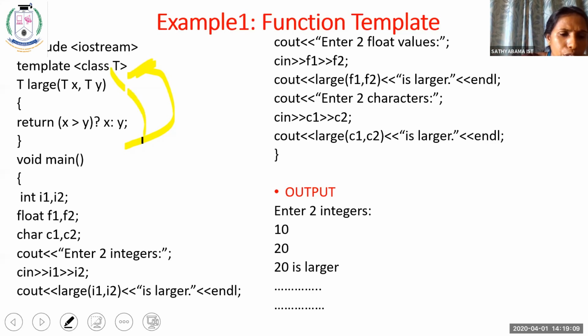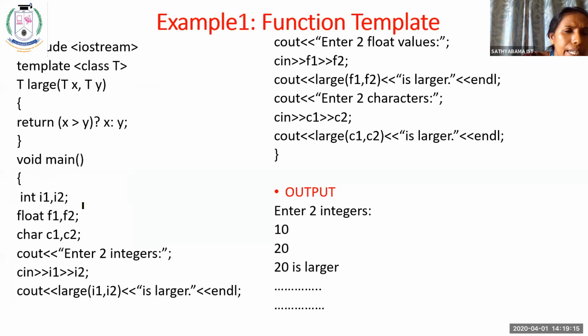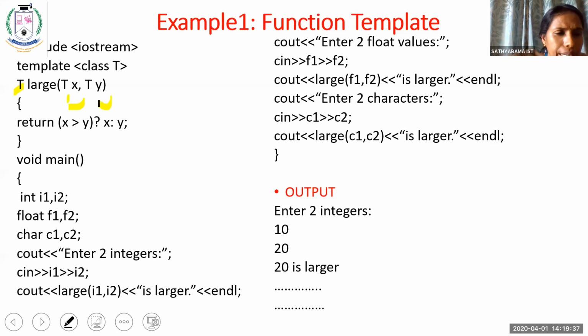You have one function called large, and the return type of this large is T. Why is it T? Because it is a generic data type. It could be an integer, a character, a float, or a string, right? This can be decided only during runtime. So at present, it is a generic data type. Now X is a generic data type and Y is also a generic data type. Inside the function body, we check whether X is greater than Y. If X is greater, then return X. If Y is greater, then return Y, correct?